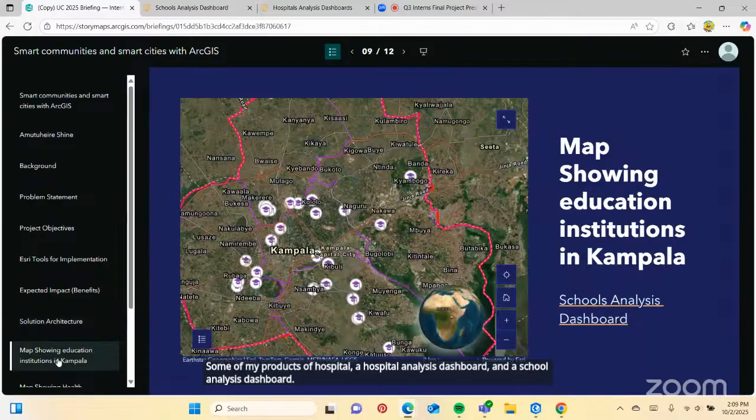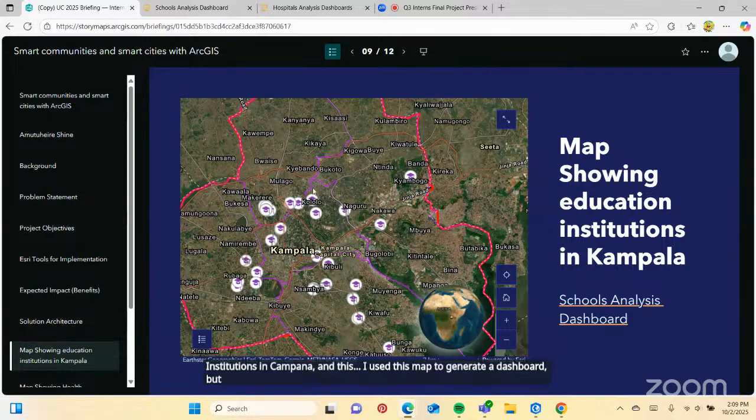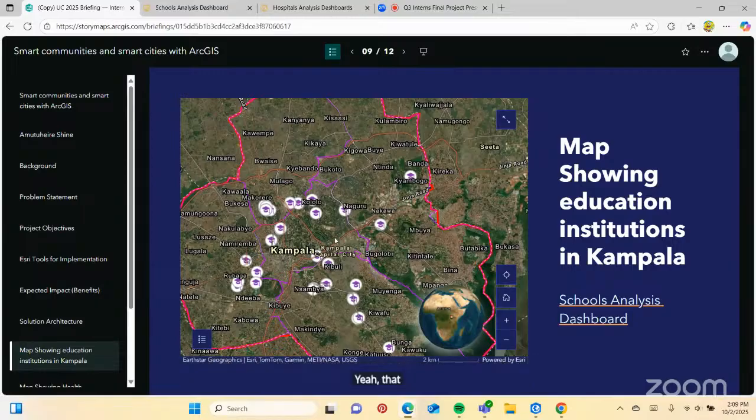This is an example, a map showing education institutions in Kampala, and I used this map to generate a dashboard. But first of all, what are some of the education institutions that have been mapped in Kampala and that are being visualized in this map?